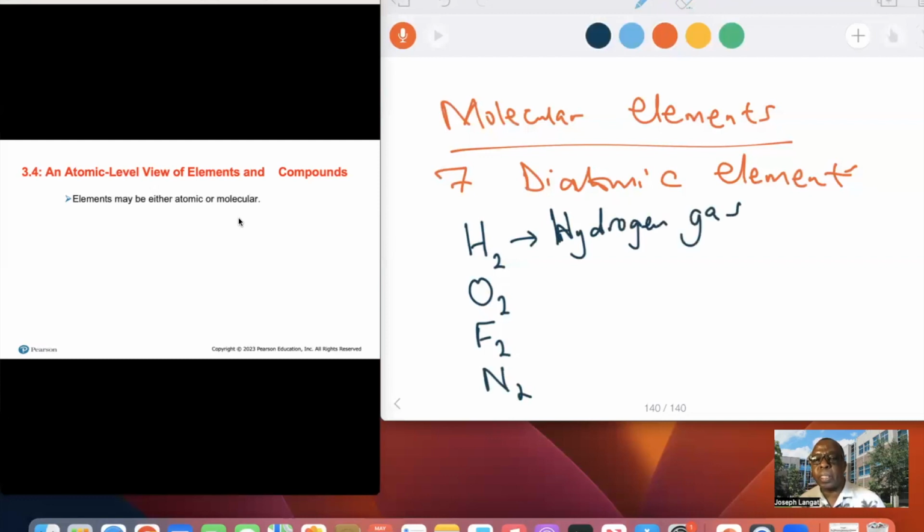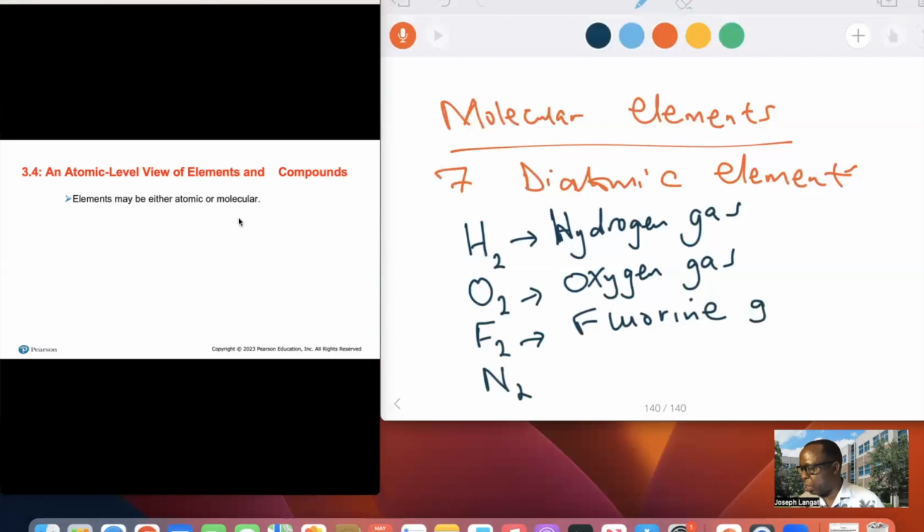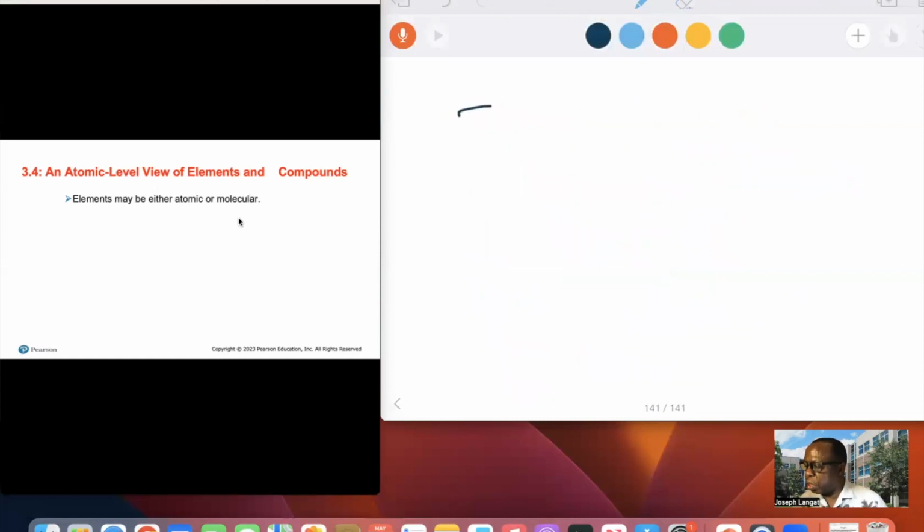They are diatomic. This is oxygen, oxygen gas. This is fluorine. Please remember to spell it correctly. Fluorine gas. This is nitrogen gas, not neon. Sorry about that. You need to know. And then there is bromine, Br2. This is liquid at room temperature.